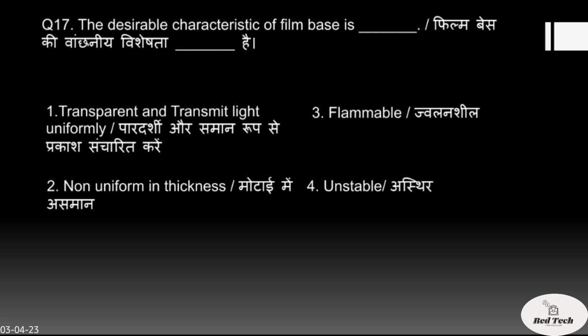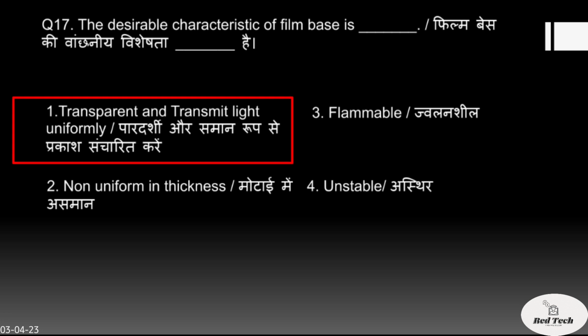The fourth option is unstable, so the film should be stable, so option 4 is incorrect. Now go to option 3, flammable. Our film should not be flammable, because if the film is flammable it creates problems in handling and processing. And option 2 is non-uniform in thickness, so we need the film in a uniform thickness. So the right answer is option number 1, transparent and transmits light uniformly.